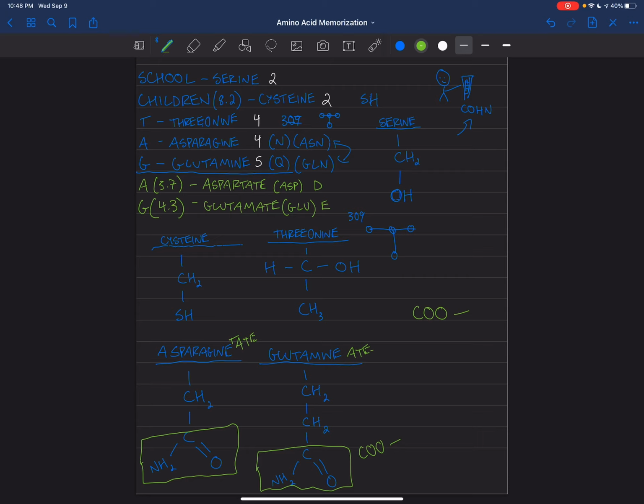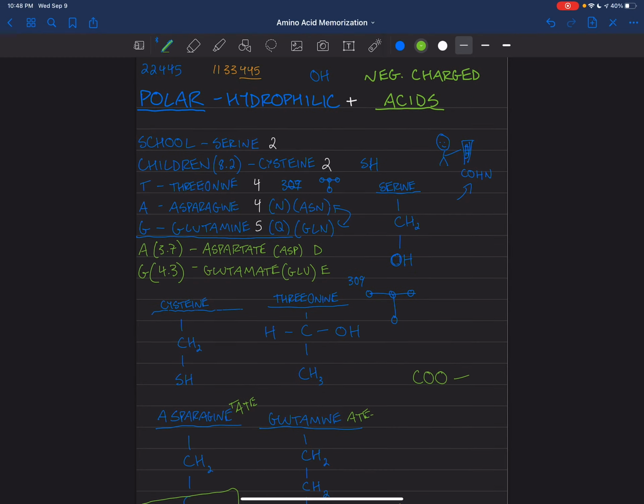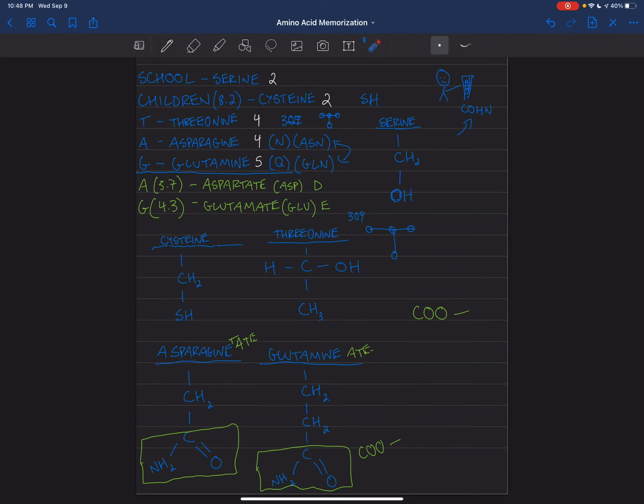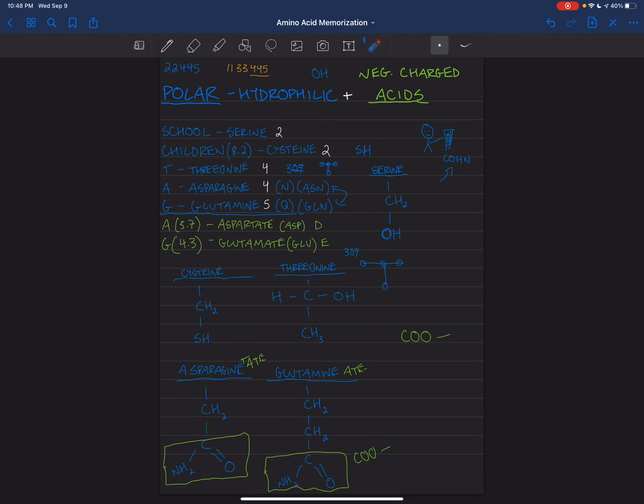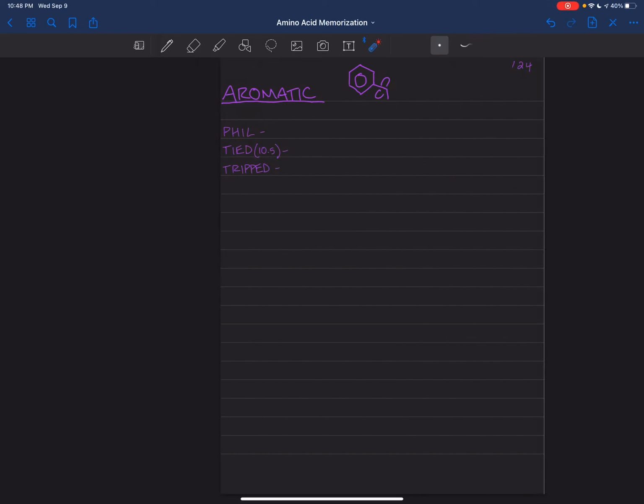Everything else stays the same in the amino acid, but the COO minus comes in. That's where your negative charge comes in. That's why these are the negatively charged acids, okay? Because your amino acid already is neutral. Now you're adding in a negative charge. That's where that comes into play, okay? All right, so that is our polar hydrophilic. Okay, and we're moving on.